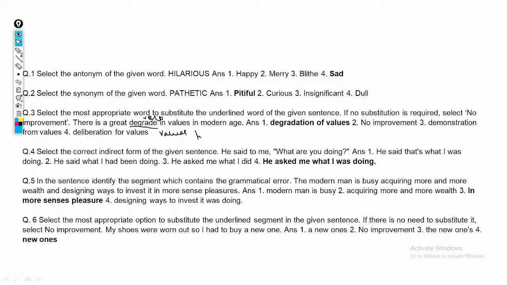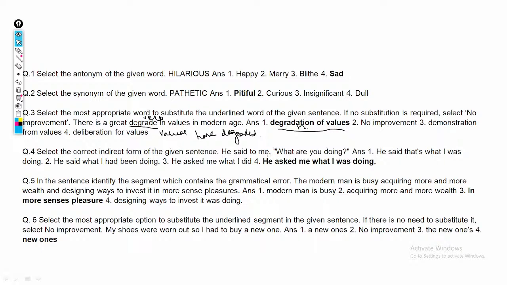Values have degraded. But that's not our sentence, right? That's not our question that has been asked in SSC. That was there is a great degrade in value. So what is the perfect answer for this? Simple: degradation of values. Degradation is a noun. Degradation means the nature of being degraded.